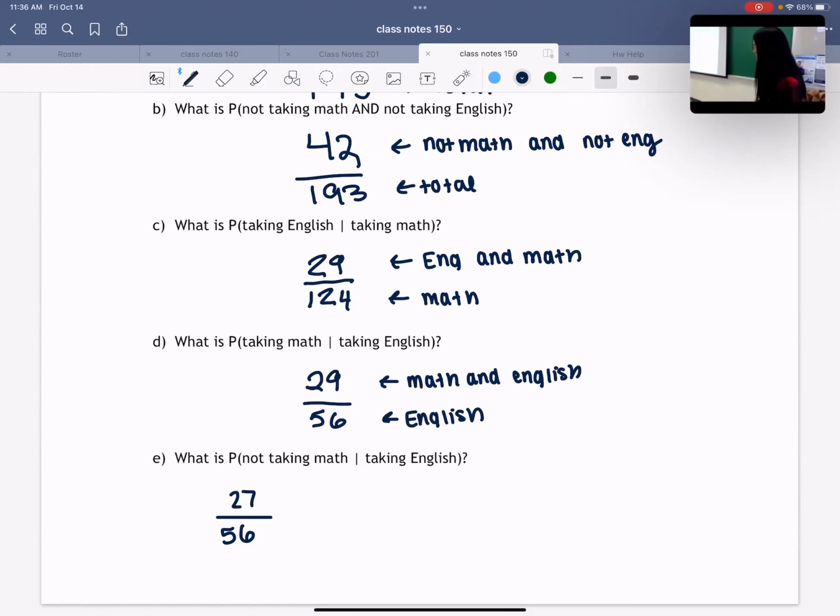Part E was a different conditional probability. We wanted to find the probability of not taking math, given that we were taking English. Who wrote this one up? Was that Ashley? Do you want to explain how you got this one? Perfect. So on top, not math and English, and on the bottom was just English.